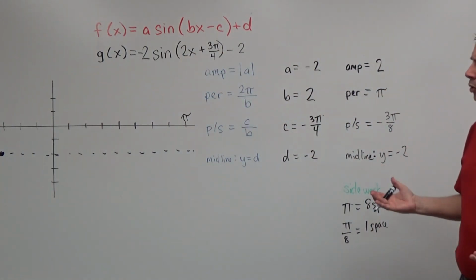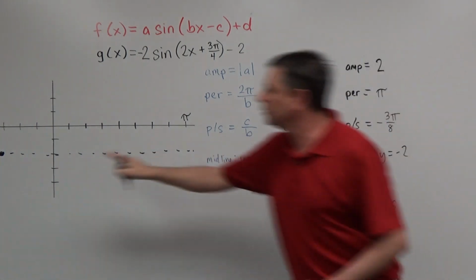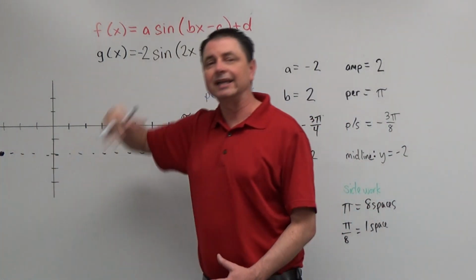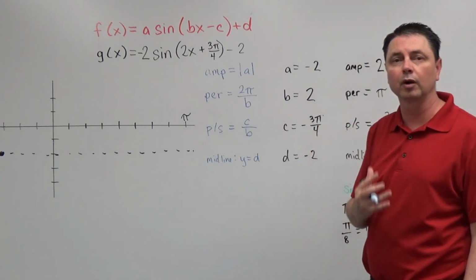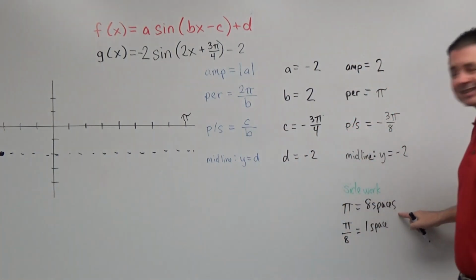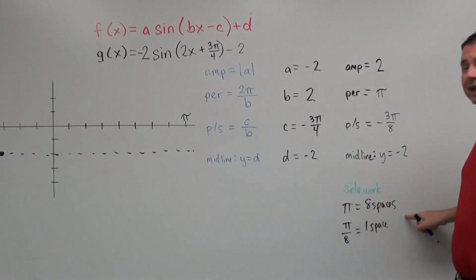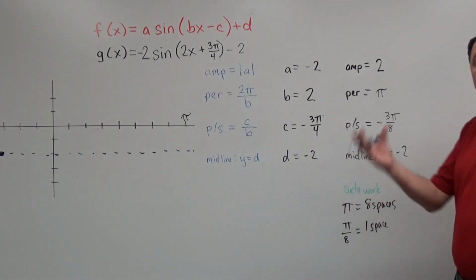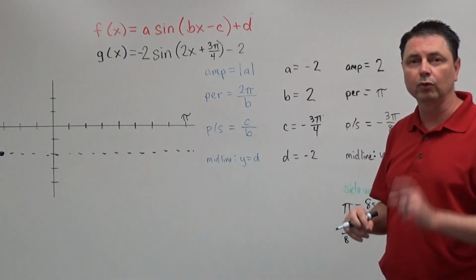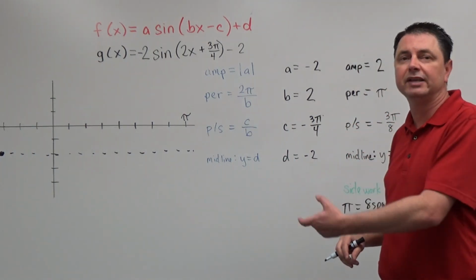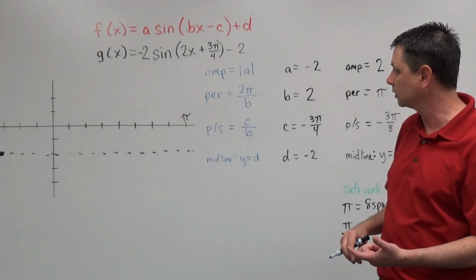Now the next problem is we would normally go 1 space to the right for our next key point. But if we do that, we're going to finish in 4 spaces. But that's not my period. I need to finish in 8 spaces. So to finish in 8 spaces where we have our 4 parts, 8 divided by 4 is 2. So every 2 spaces is where a key point is going to occur.